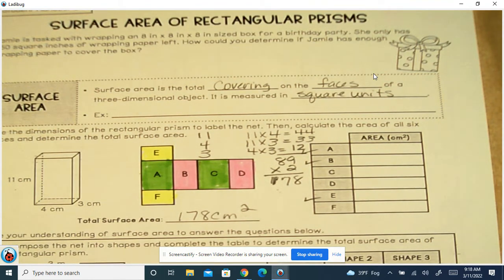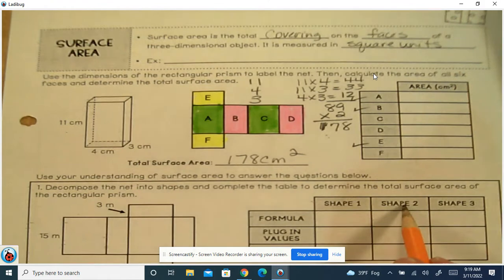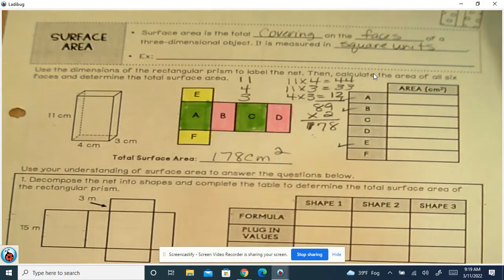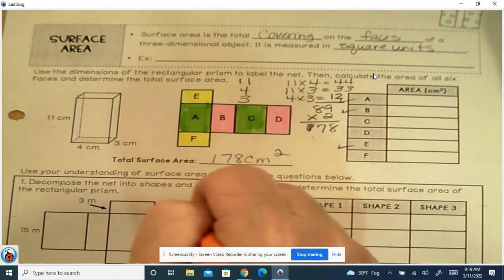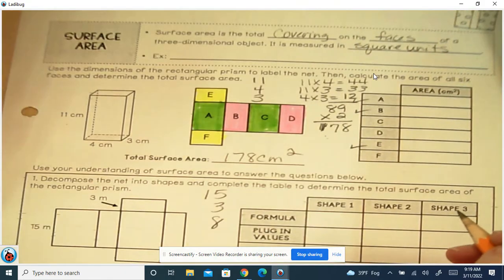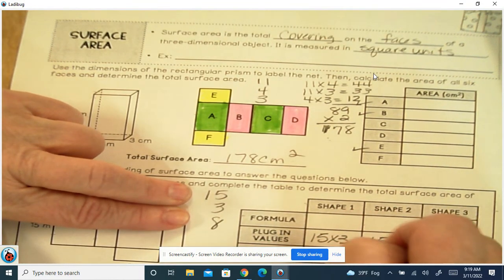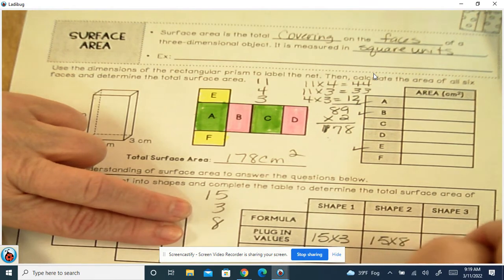All right. The next figure down at the bottom, it's another rectangle. I'm not going to color this time, but we've got shape 1, shape 2, and shape 3. All right, so we're going to look at our numbers. We've got 15, 3, and 8. So I'm going to do 15 times 3, 15 times 8, and 3 times 8.